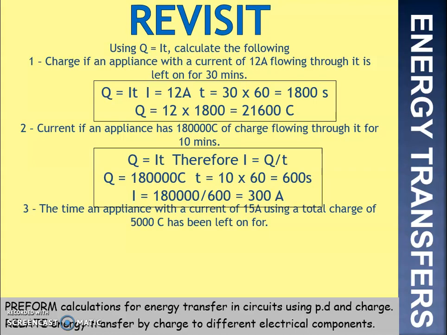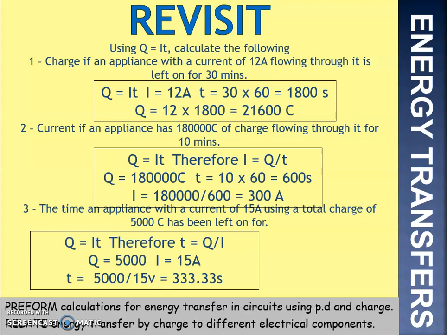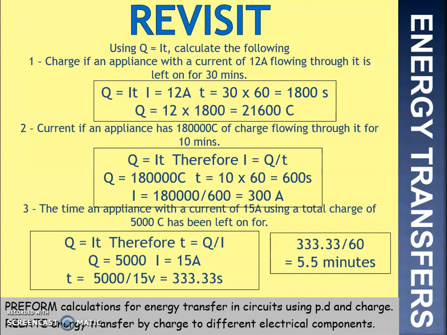And finally, number 3, the time an appliance with a current of 15 amps using a total charge of 500 coulombs has been left on for. Again, we need to rearrange our equation. So Q equals IT, so therefore T equals Q divided by I. We've moved I to the other side of the equal sign, so instead of multiplying it, we divide it. We know charge is 500 coulombs and current is 15 amps, so that's 500 divided by 15, giving us 333.33 seconds. Bit of a flourish, you can change that to 5.5 minutes by dividing it by 60.